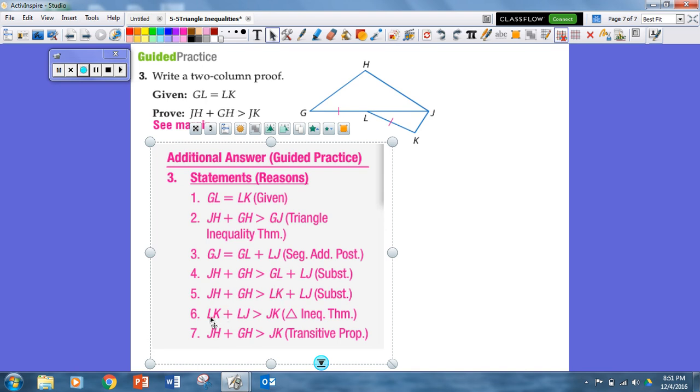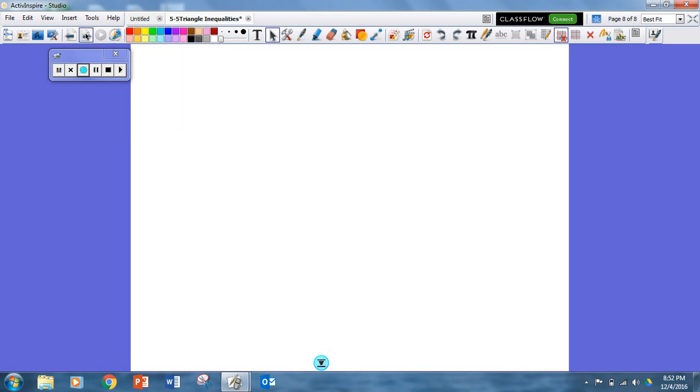And then lastly, looking at our smaller triangle here, we have that LK plus LJ has to be greater than JK. And then again, if I use the transitive property between steps 5 and 6, I get that JH plus GH is greater than JK. Don't forget to always write your conclusions in a proof.